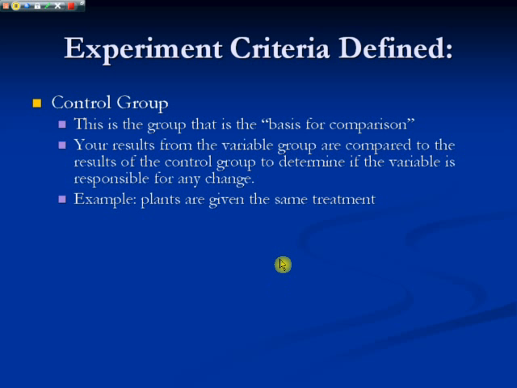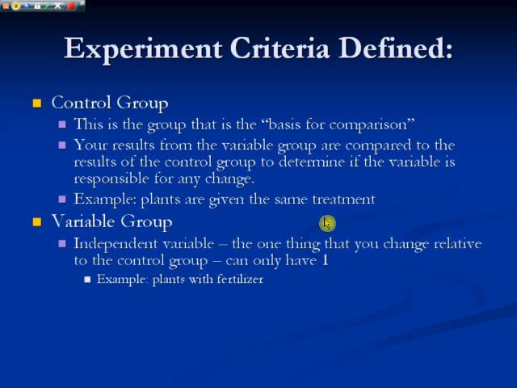Now, the 3rd criteria was you have to have a control group and a variable group. The control group is the group that is the basis for comparison. So your results from the variable group are compared to the results of the control group to determine if the variable is responsible for any change. For example, plants are given the exact same treatment, which means you have plants that get fertilizer and you have plants that don't. The plants that don't get fertilizer are the control group. They get everything else that the plants with fertilizer get, except they don't get the fertilizer.